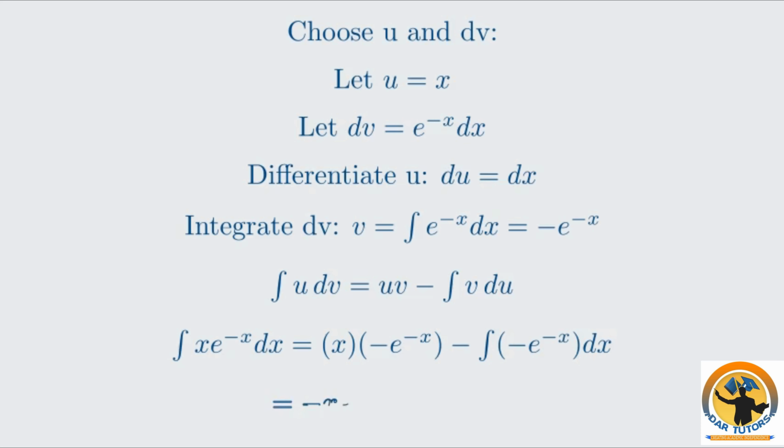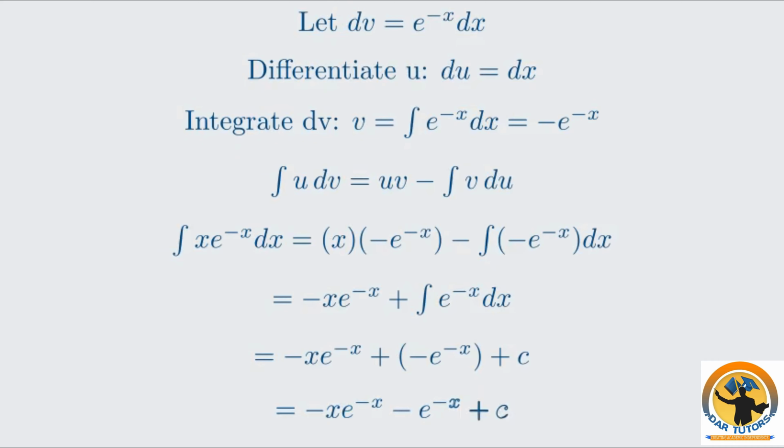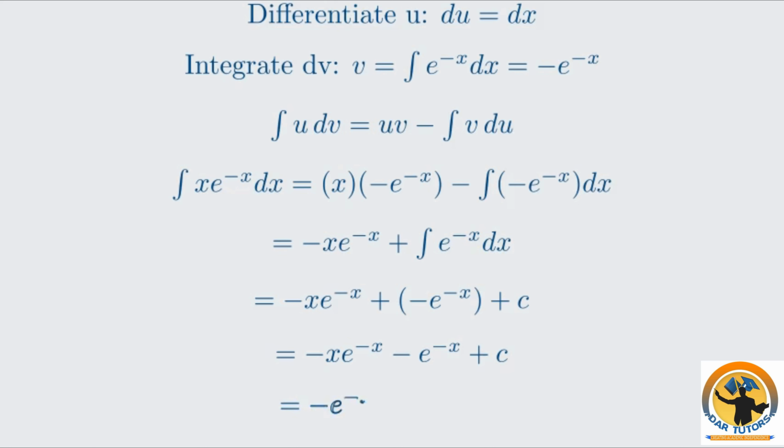This simplifies to negative xe to the power of negative x, plus the integral of e to the power of negative x dx. The new integral, the integral of e to the power of negative x, is much simpler than our original integral. We can solve it directly. The integral of e to the power of negative x is negative e to the power of negative x. So our final answer is negative x e to the power of negative x, minus e to the power of negative x, plus the constant of integration, c. We can factor out negative e to the power of negative x for a cleaner result. This gives us negative e to the power of negative x times the quantity x plus 1, plus c.